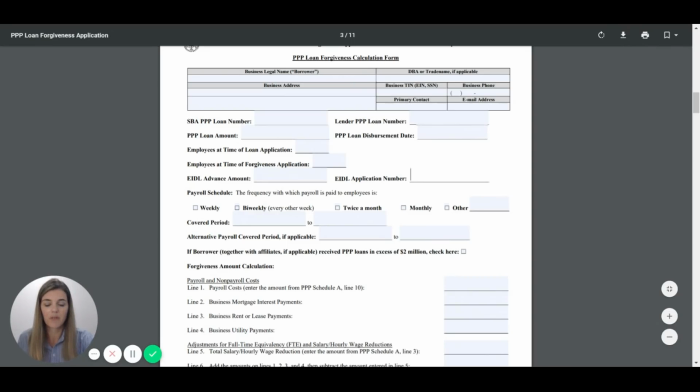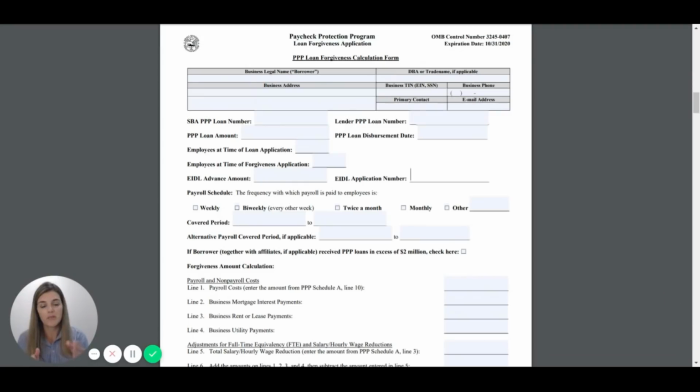And then you're going to type in your covered period. And remember, your covered period is 56 days from the date of disbursement. So you're literally going to put this as the first date here, and then you're going to count 56 days and you'll get your last date.